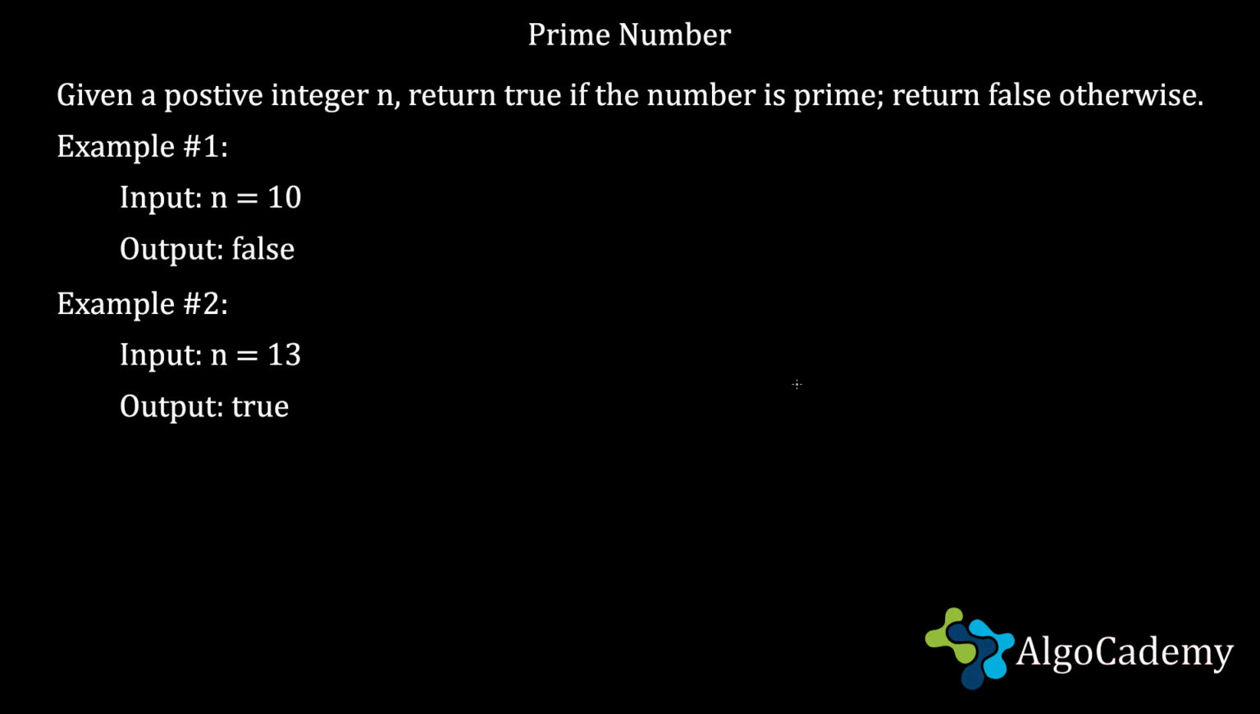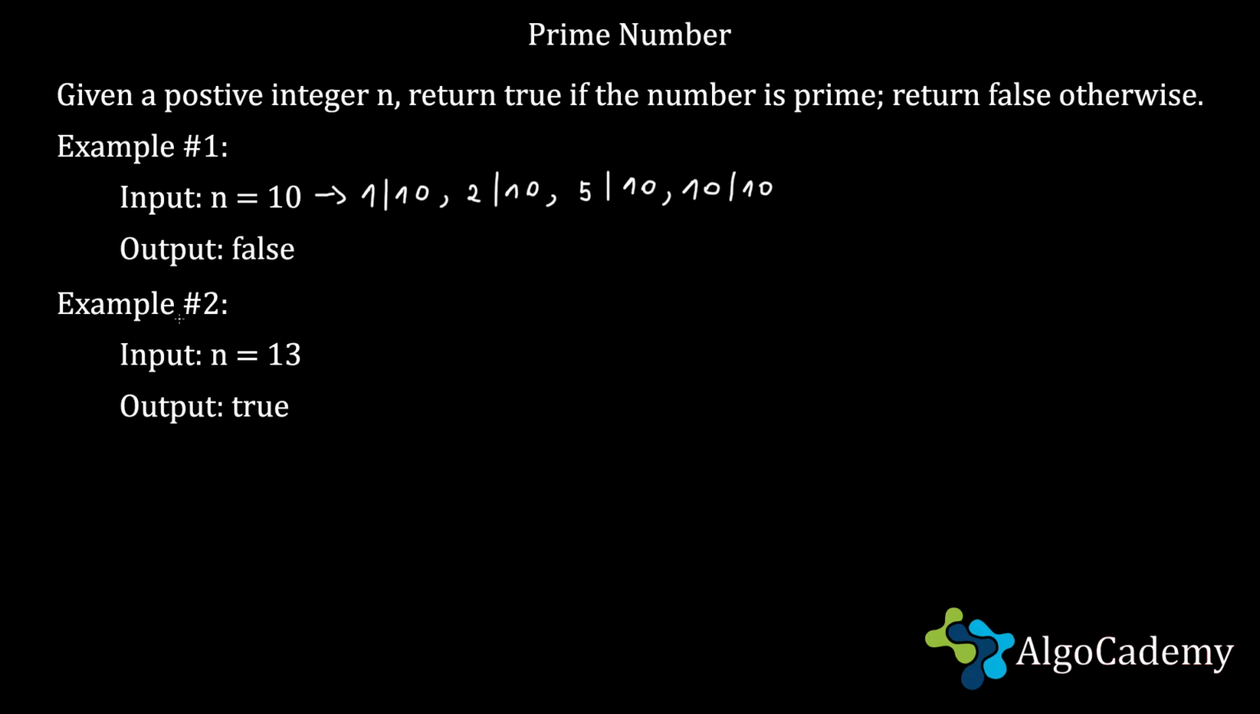If we take a look at the first example, we have n equals 10. What are the divisors of 10? Well, of course, 1 is a divisor of 10. But we also have 2, a divisor of 10. We also have 5, which divides 10. And of course, the number itself, 10 divides 10. So we don't care about the first and the last divisors, but 2 and 5, because they are divisors different than 1 and 10. This will give us the answer that 10 is not a prime number, so we return false.